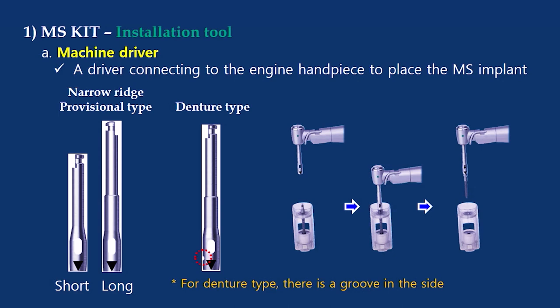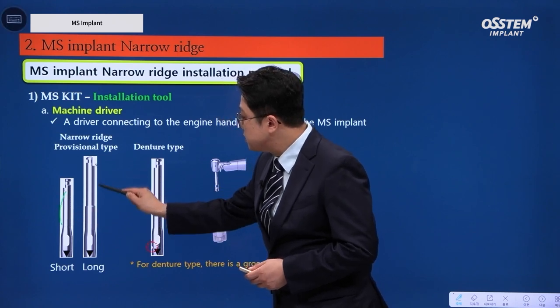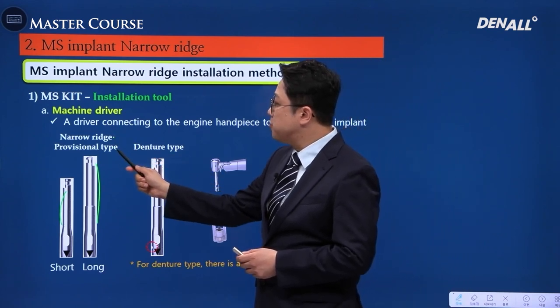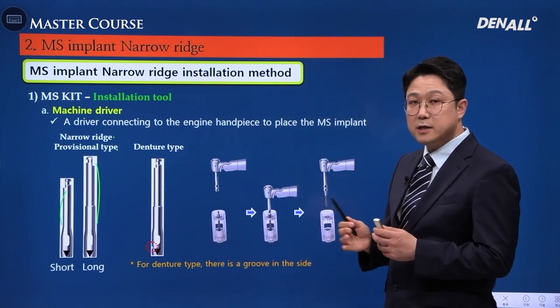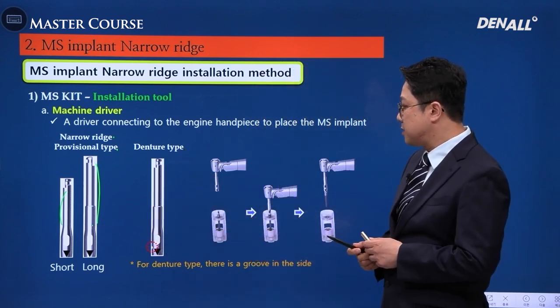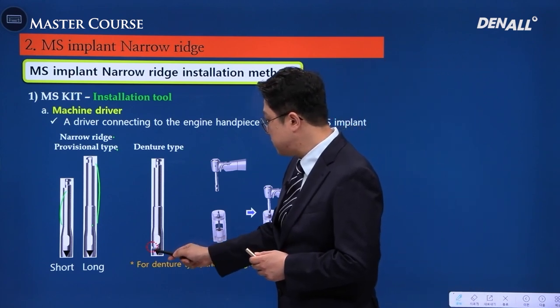Next is installation tool of MS kit. First is machine driver. You can connect the machine driver with handpiece and place the implant. If you look at the driver, there are different specifications, short one and long one. Narrow ridge implant and provisional implant, they have the same form, so you can use this driver, but denture type has different design. You need to use a different machine driver. If you look over here, there's a groove on the side. You can tell the difference by looking at the groove.